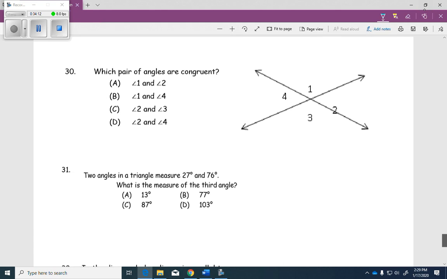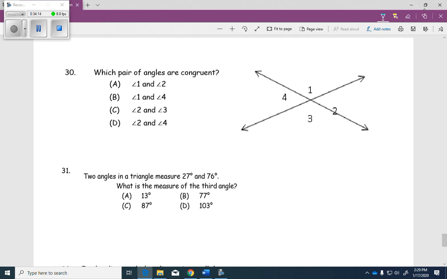Last page. Which pair of angles are congruent? Congruent means equal in measure. So choice A, talking about angle 1 and angle 2, they're not congruent. Those are a linear pair. So the answer is not choice A.